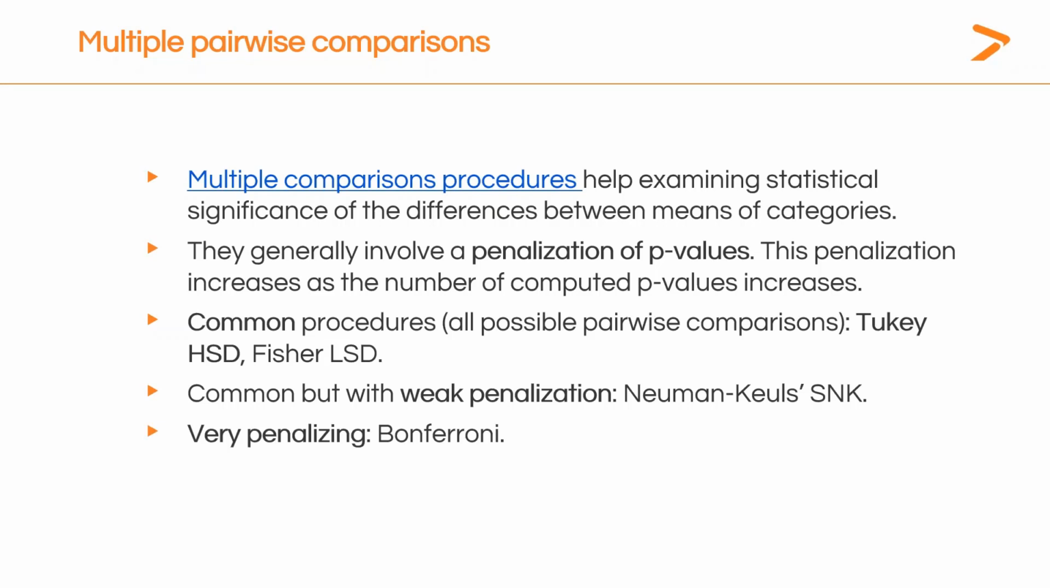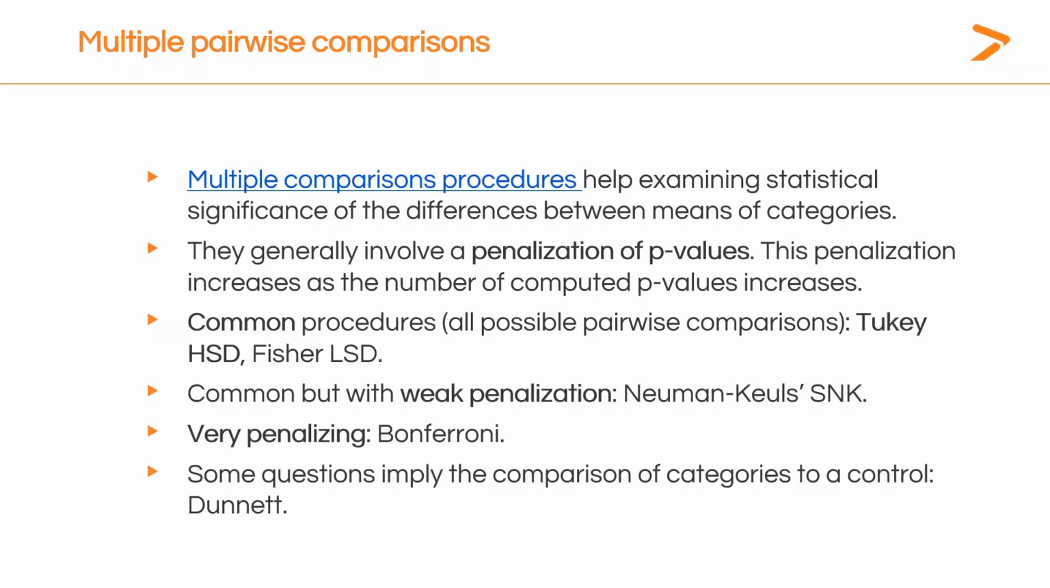Otherwise, there's one which is very penalizing, Bonferroni. And there are some procedures that imply the comparisons of categories only to one specific category, for instance, a control category, in biostatistics. So if you're not really interested in all the possible pairwise comparisons among categories, and you're only interested in comparing all the categories to one specific category, for instance, you want to compare all the new products to a legacy product in the market, you can use the Dunnett comparisons, which allow you to save some comparisons and lower the penalization, make the penalization less stringent.